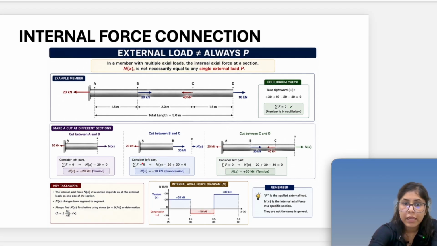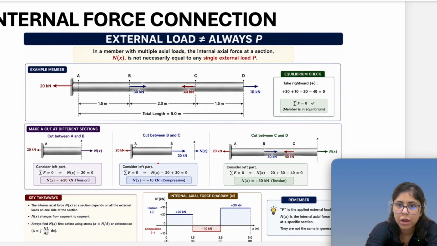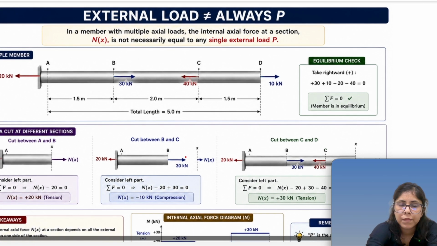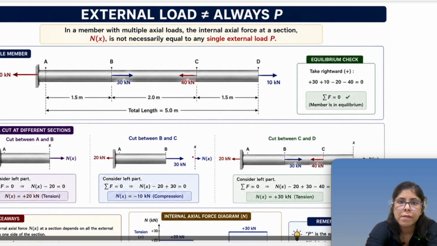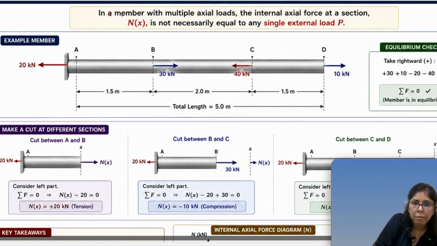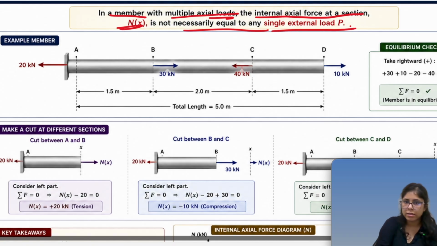So external load will not always be equal to P. Now what does that mean? We have here that in a member with multiple axial loads, the internal axial force of a section Nx is not necessarily equal to any single external load.